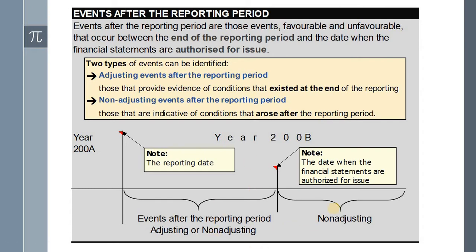So since these dates are important in the determination of the events after the reporting period, let us discuss each of these dates. So first is the reporting date. Of course, the reporting date is usually December 31 following the calendar year. Of course, the reporting date would be different in case the entity is using a fiscal year as its accounting period. So now, let us proceed to the date when the financial statements are authorized for issue.